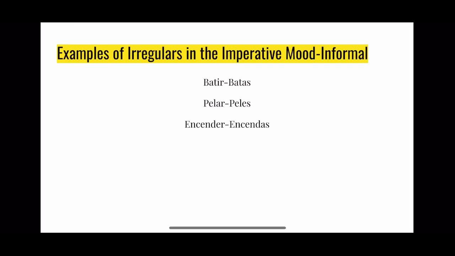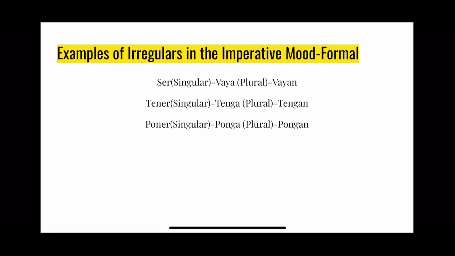And then these are some examples of irregulars in the imperative mood for formal. So ser in the singular would be vaya, and then in the plural it would be vayan. Then we have tener, which in the singular would be tenga, in the plural tengan, and then poner in the singular would be ponga, in plural pongan.